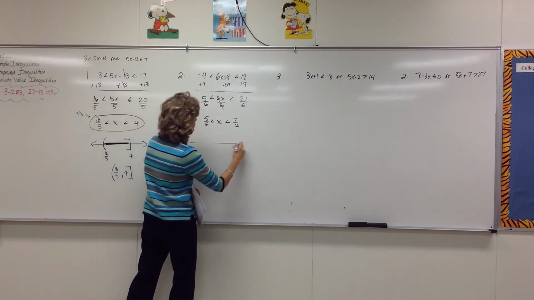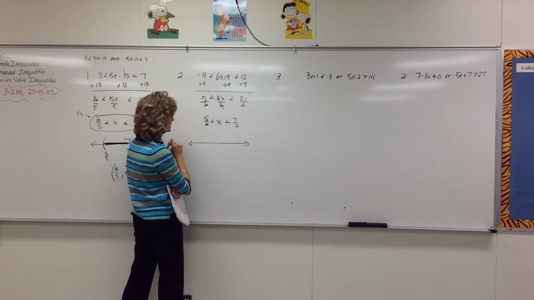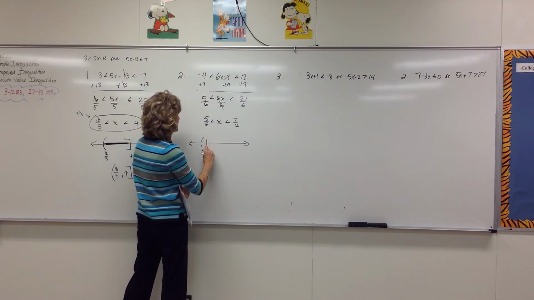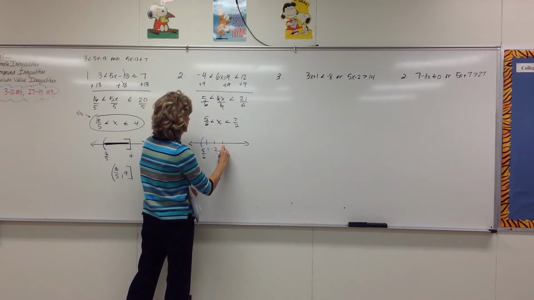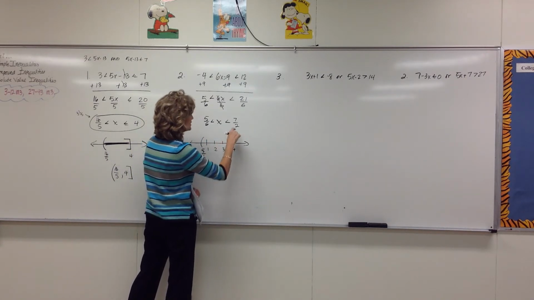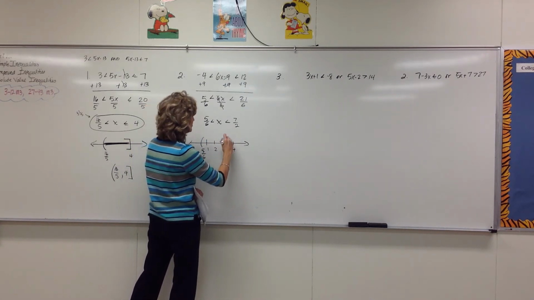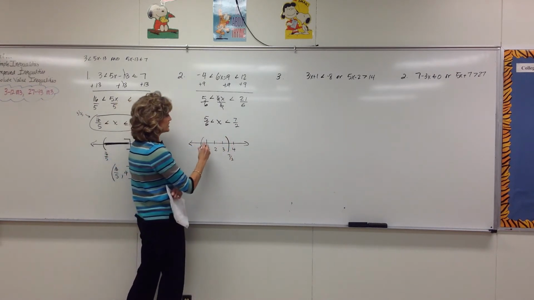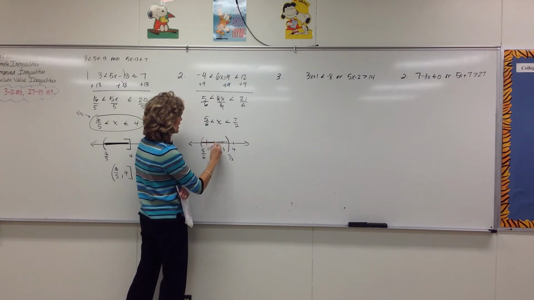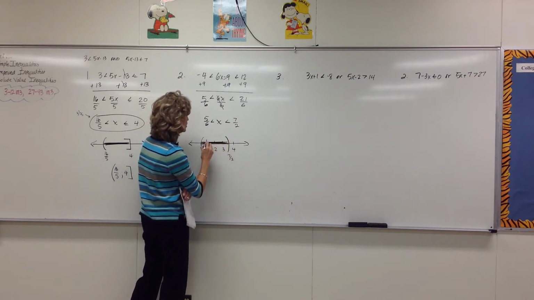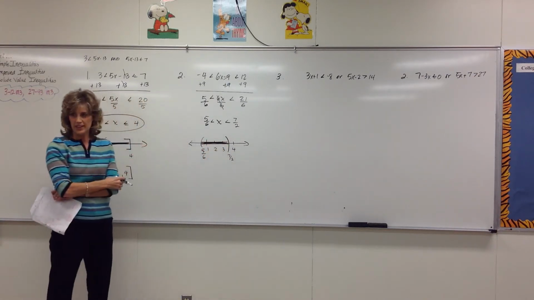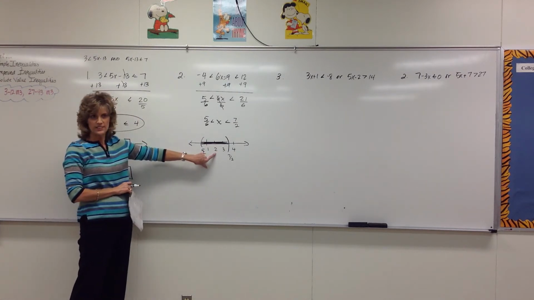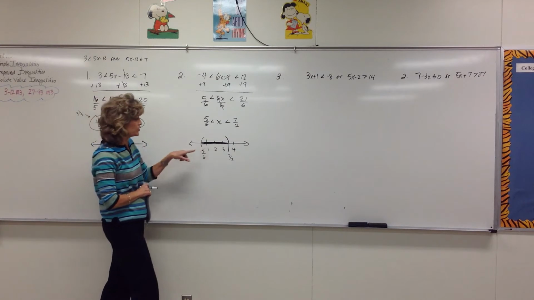If you draw a picture of the solutions, 5/6 is a little less than 1. So 5/6, and then you would hit 1, 2, 3, 4. 7/2 is 3 1/2. So from 5/6 up to 7/2, as long as you pick a number in here and plug it in, it will make it true. So let's just try that. What if we take 2? Because it's definitely in that interval that we shaded.